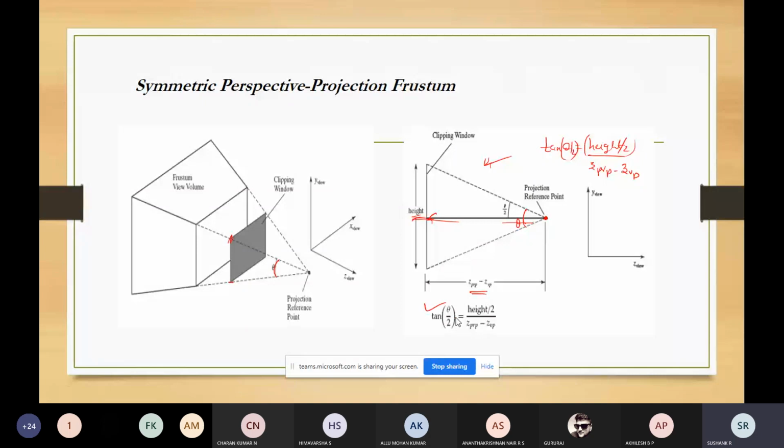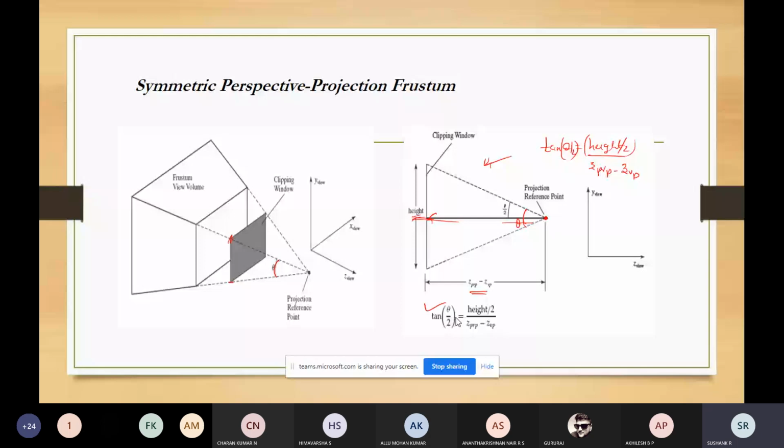Whatever you are seeing here is a calculation. What I said is, from the given reference point and this view plane position, the field of view angle will give you the height of the clipping window. You can also determine the other parameters, like the width of the window and the aspect ratio of the clipping window. By using the trigonometric formulas, we have arrived that tan theta is equal to height by ZPRP minus ZVP. So tan theta by 2 will be half of the height divided by the difference between the Z projection point and Z view plane.